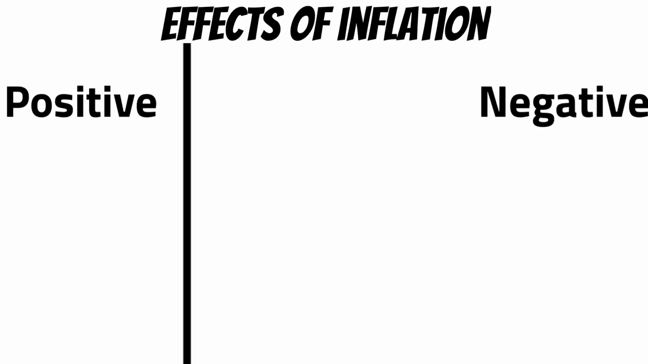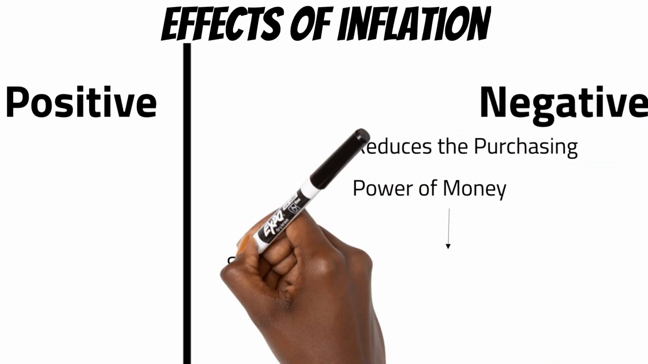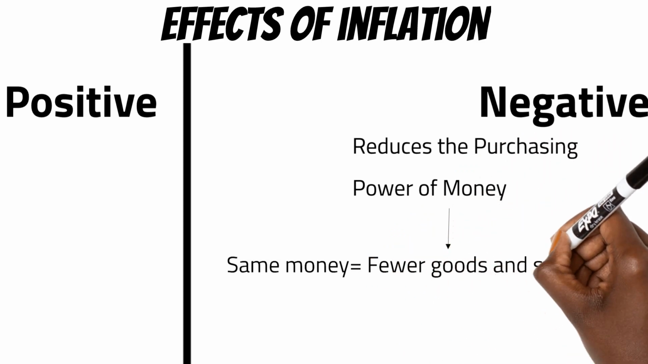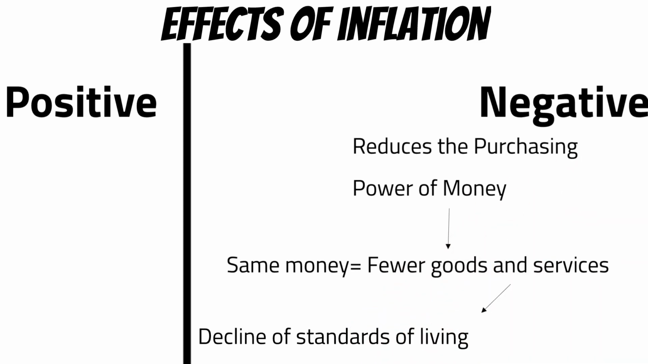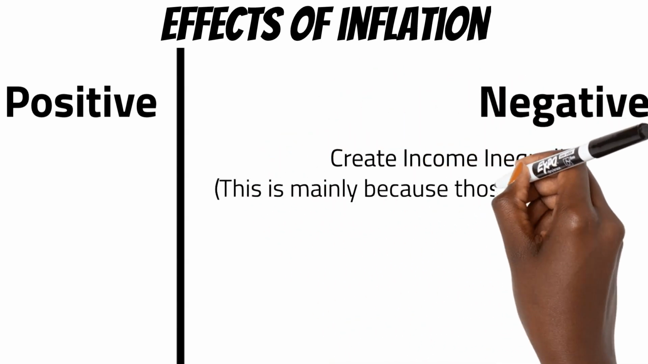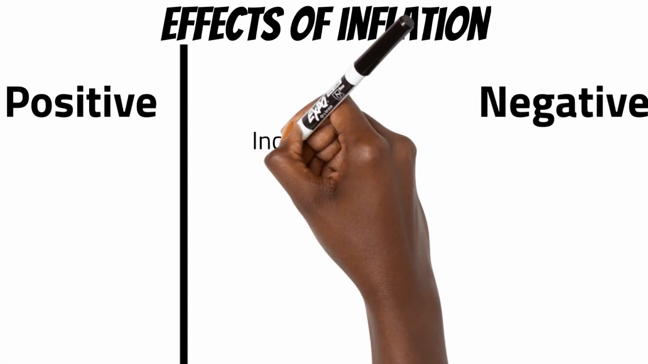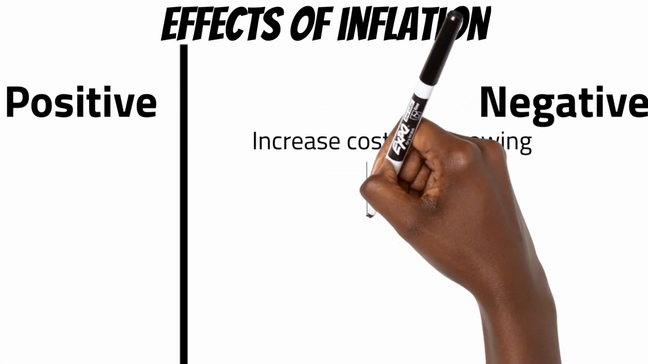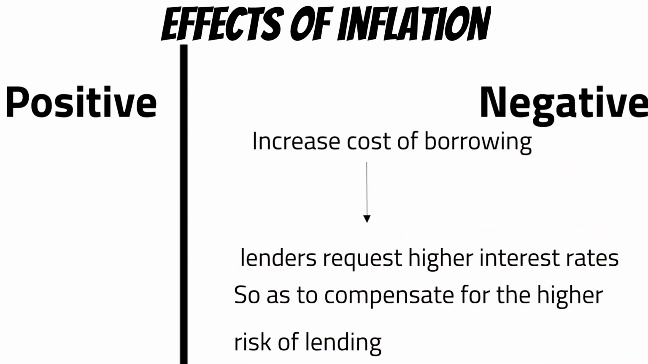On negative effects, inflation reduces the purchasing power of money, as the same amount of money ends up buying fewer and fewer goods and services. This can lead to a decline in the standards of living for many citizens. Inflation can also create income inequality, as those with fixed incomes, such as retirees, are hardest hit by the decline in purchasing power. Inflation can also increase the cost of borrowing, as lenders demand higher interest rates to compensate for the decline in the purchasing power of money. This can limit access to credit for many people, particularly those with low incomes.